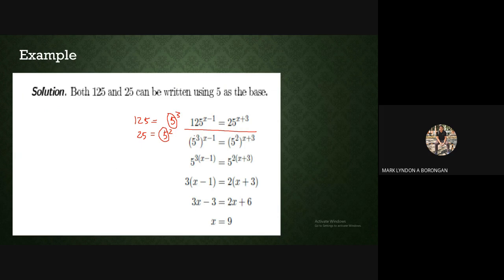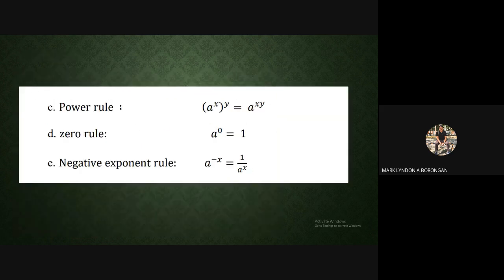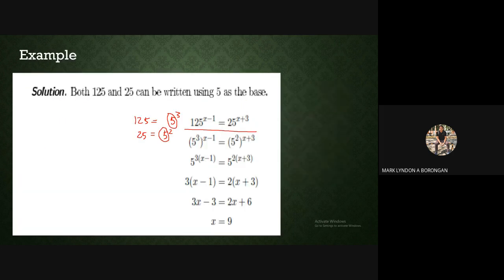So what happens after this? You will multiply the exponents, according to our power rule. In our power rule, if there is an exponent of an exponent, you can simply multiply them. So we have 3 times x minus 1, and then 2 times x plus 3.